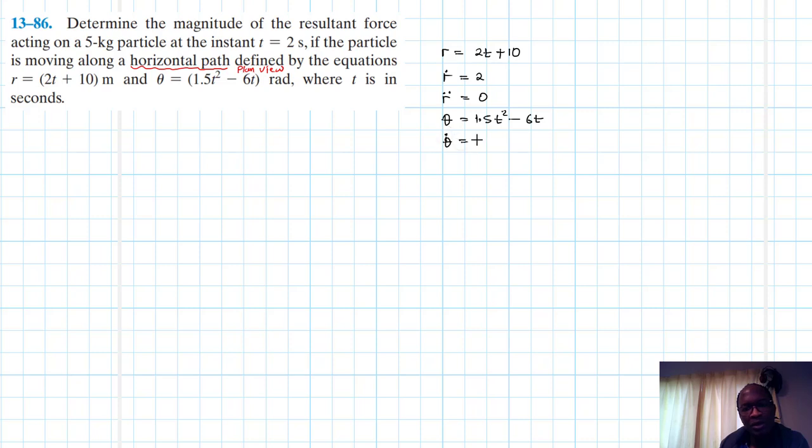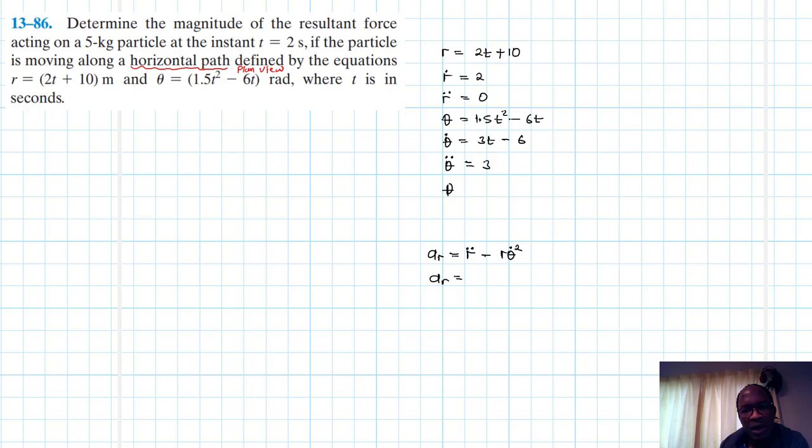And theta dot becomes 2 times 1.5, which is 3, so it's 3t minus 6. And theta double dot is just equal to 3. So we have everything that we need. Now what we need to do is to find ar. Our ar is just r double dot minus r theta dot squared. Do we have all the inputs? Not all of them, so let's work out some of them.